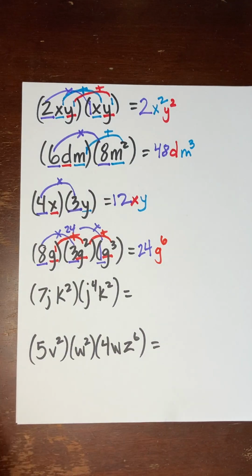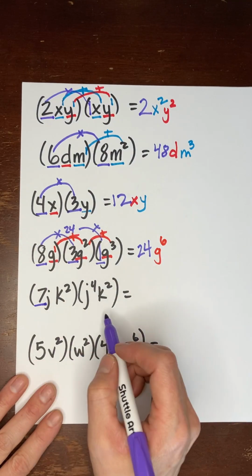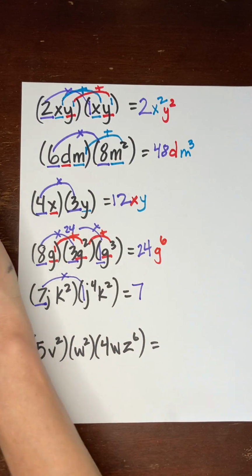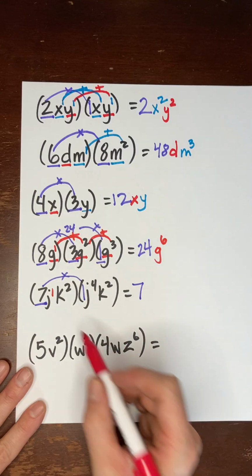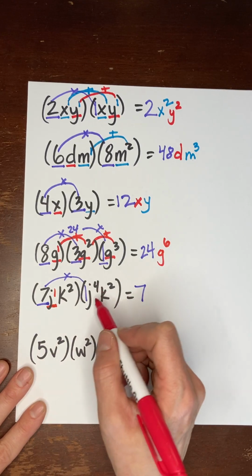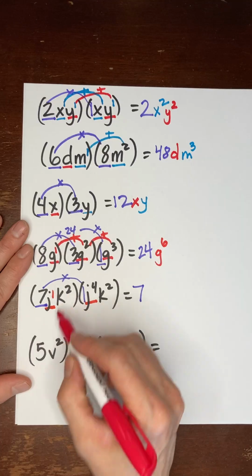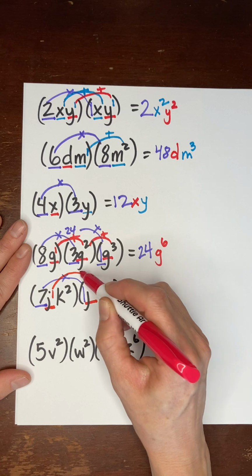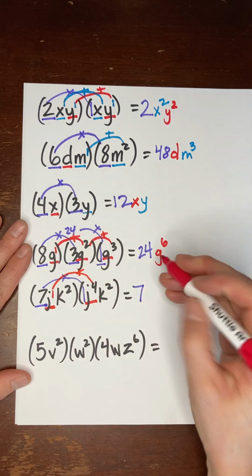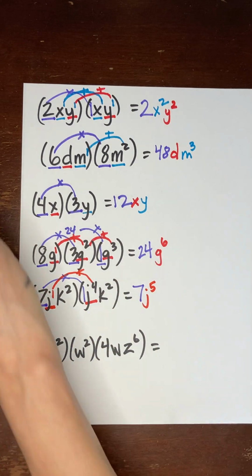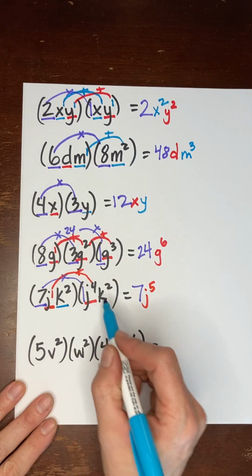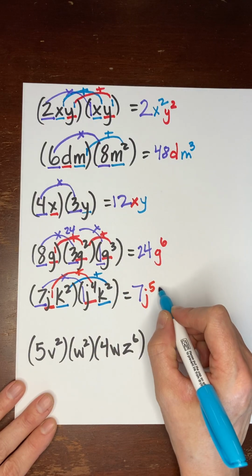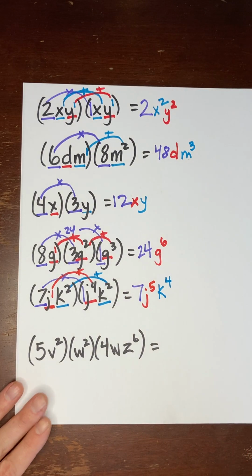Okay, now we've got 7. There's no more coefficients. It's like having a coefficient of 1. 7 times 1 is just 7. Now I've got j to the 1 and k, and I have j to the 4 and k again. So I can combine my like bases. I'm going to add my exponents. 1 plus 4 is 5. And then I've got k squared and k squared again, so I can add those exponents. 2 plus 2 is 4, k to the 4.